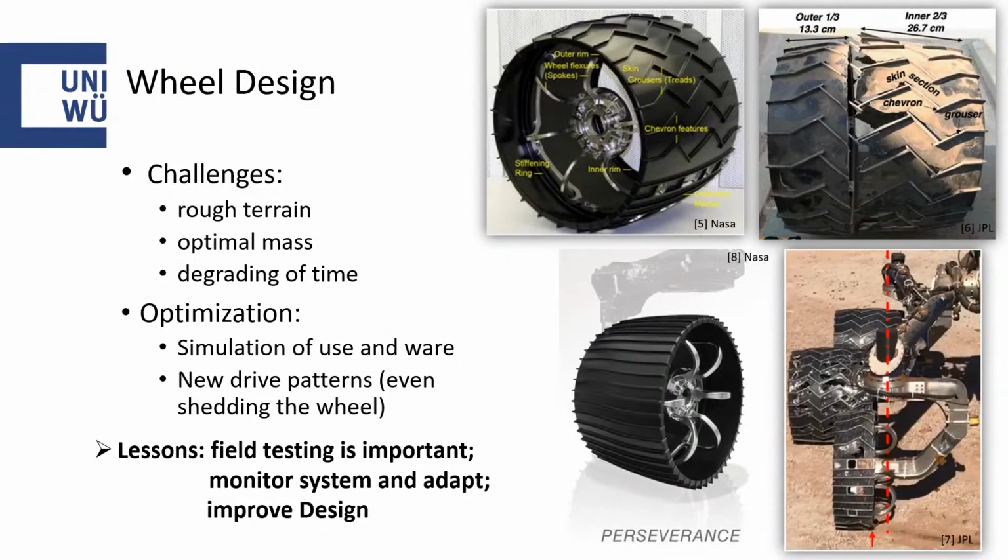And what I want you to take away from this example is that field testing is one of the most important things for robotics and for moving parts. And if you have the ability to simulate it on Earth, where it's safe, where you can test, where you can take risks, then do it. It's way more important and more practical than simulating it on a computer.